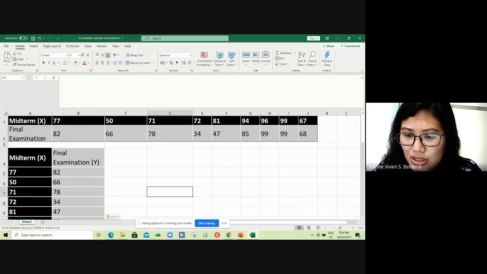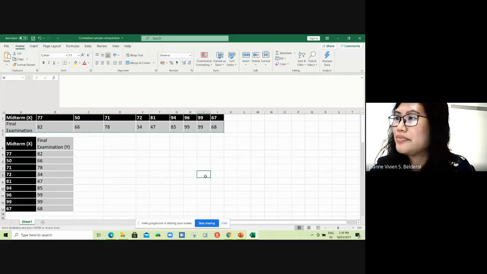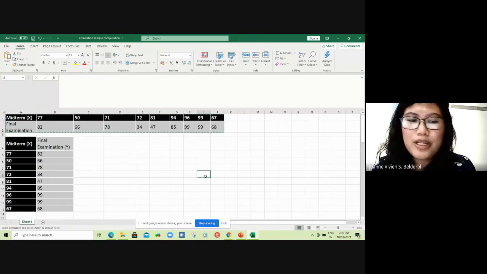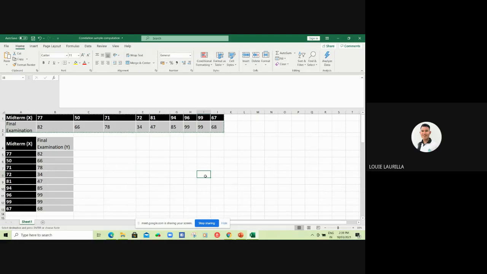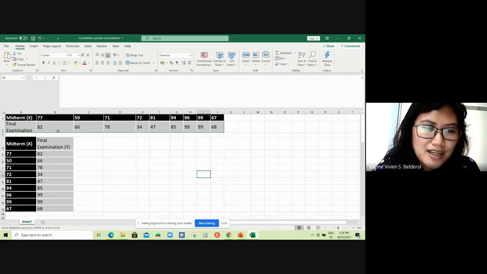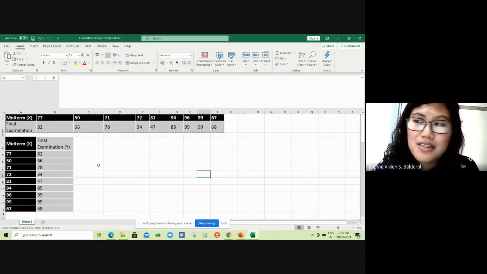And what do you notice about the data? What happened when we transposed? Yes, ma'am. It became vertical. So that's the beauty of transposing. Instead of copying it one by one to make columns, you can just do this.